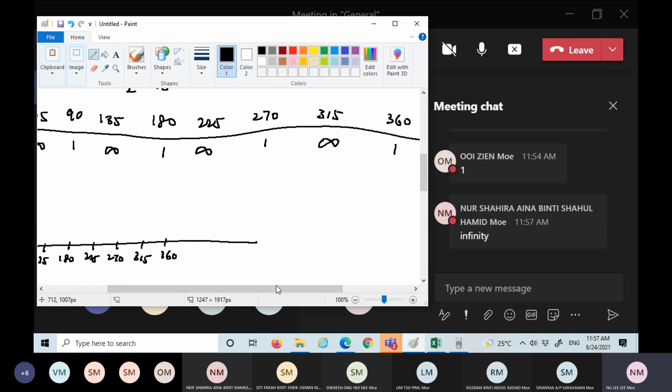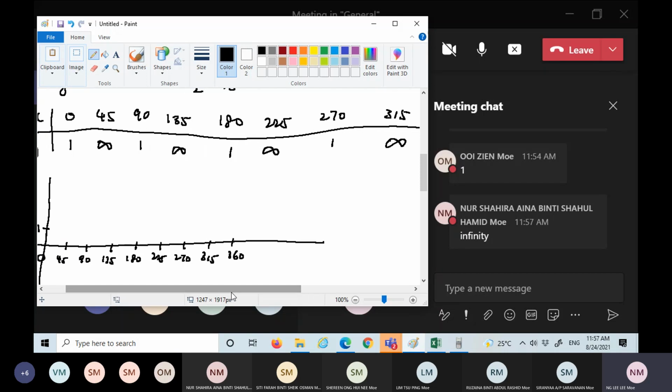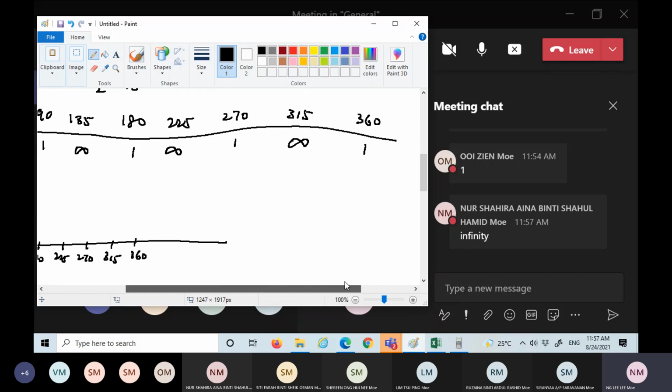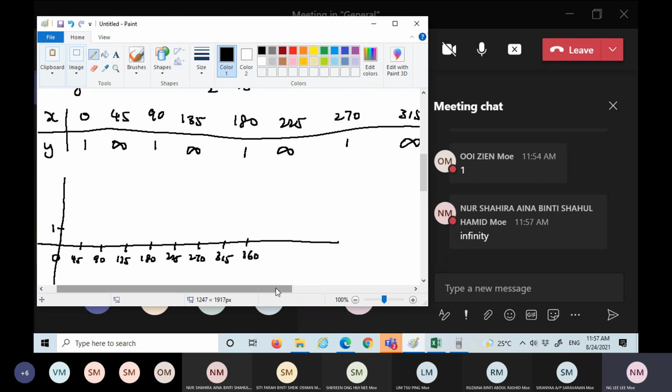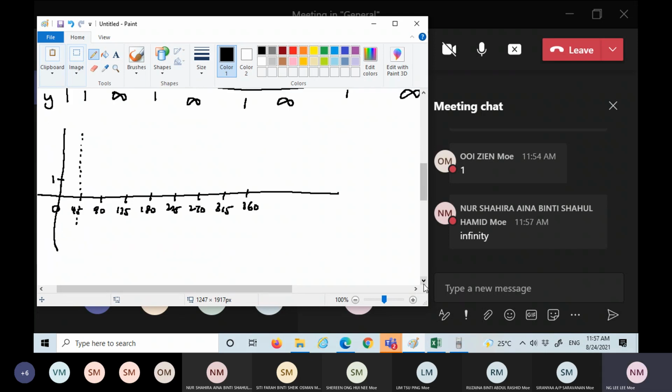Okay, again, you can see the pattern. 1 infinity, 1 infinity, 1 infinity, 1 infinity, and 1. So when you see for tangent graph, very important. When you see have infinity, that part you have to draw the dotted line. This is a guidance line. This one we call it asymptote. It's better for you to draw it. Okay, draw the dotted line.